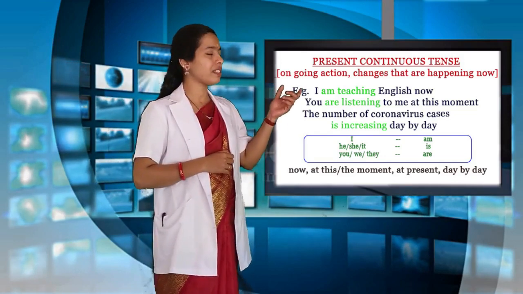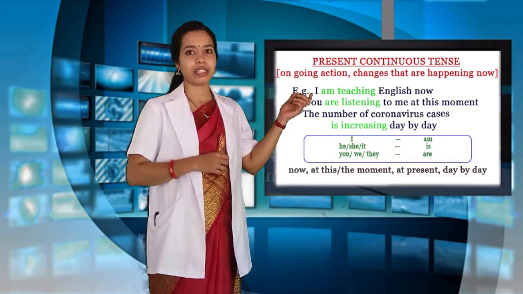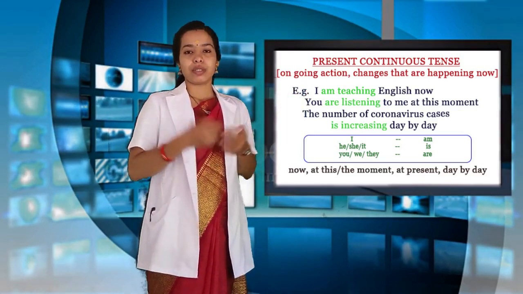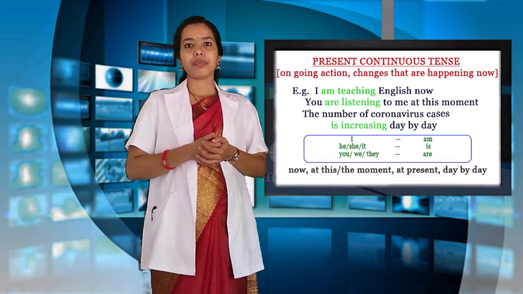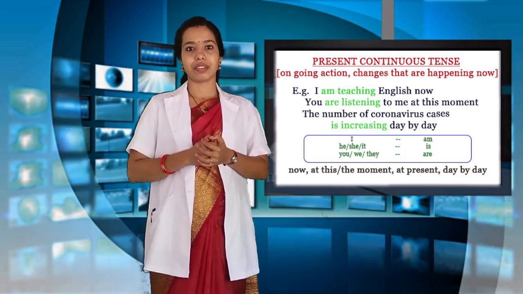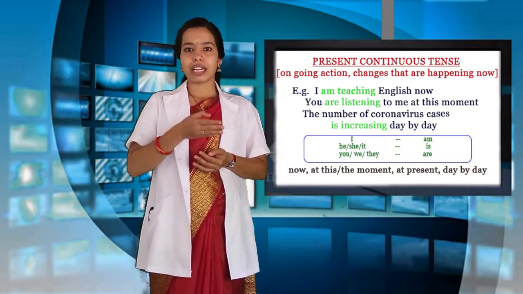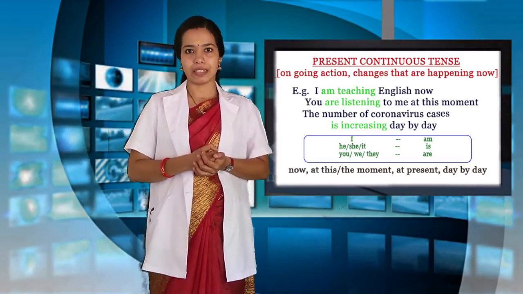Now let's discuss present continuous tense. From the word itself we can understand continuous. It denotes an action which is ongoing. Like what I am doing now: I am teaching. I am teaching English now. So, an action which is going on in the present.